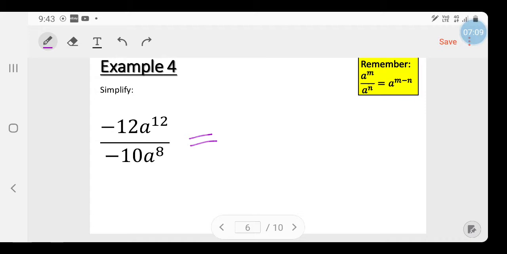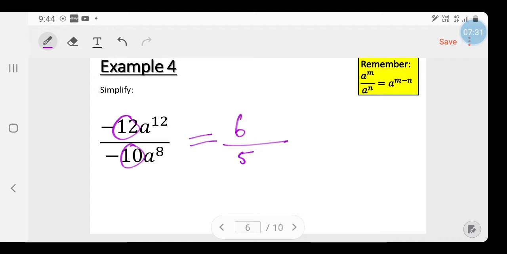Alright, so now we forget about the signs. What is the highest common factor of 12 and 10? Well, that would be 2, and 12 divided by 2 is 6. And 10 divided by 2 is 5. So I've just halved those two numbers, really.